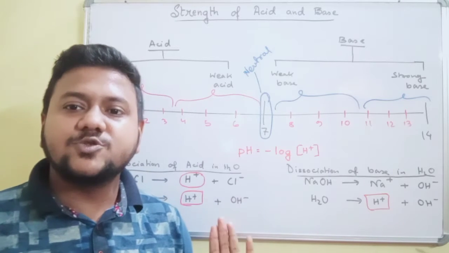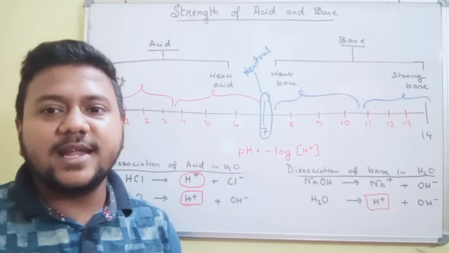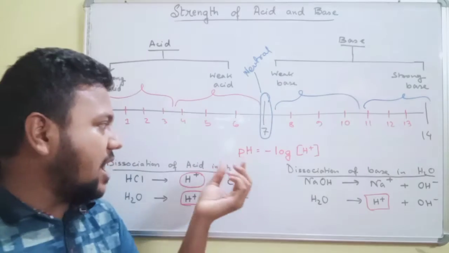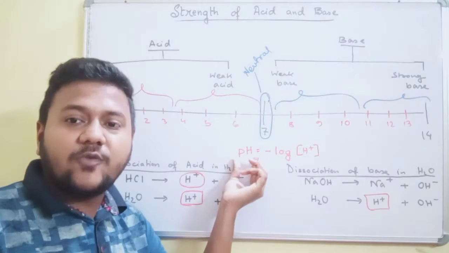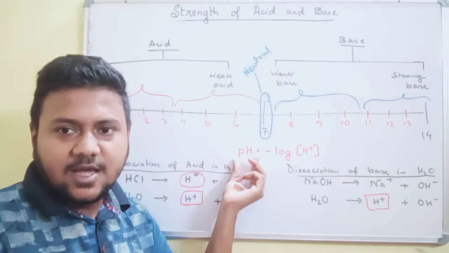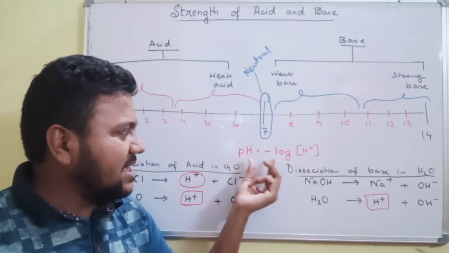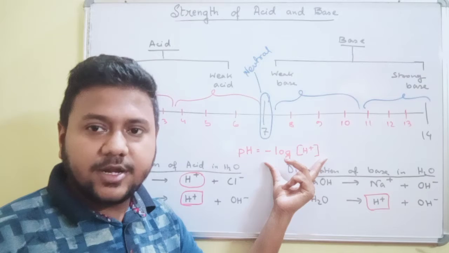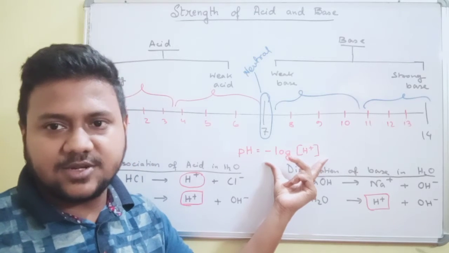A scientist named Sorensen calculated the hydrogen ion concentration and found out the pH, the power of hydrogen, of substances. Okay, now we can see he calculated pH as the minus logarithm of the hydrogen ion concentration.